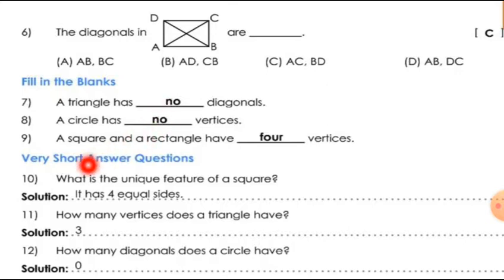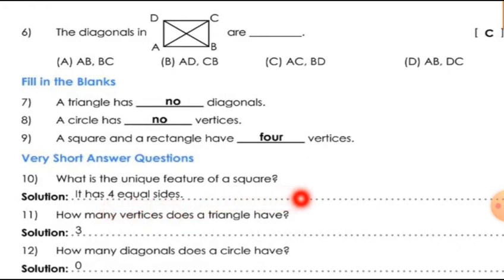Very short answer questions. Question number 10. What is the unique feature of a square? That means the feature which is not found in any other shape, only in a square. So, what is the unique feature of a square? It has 4 equal sides. A square has 4 equal sides. This is the unique feature of a square. Got it, children?